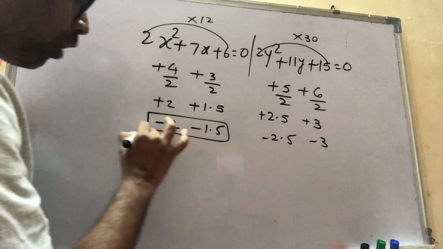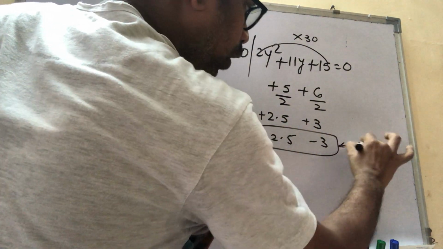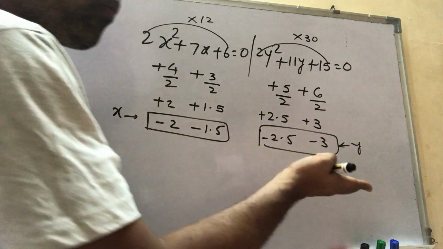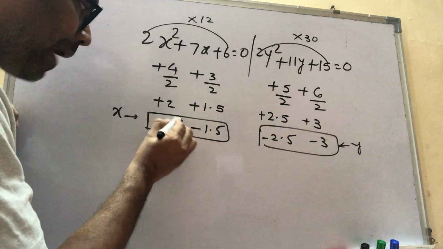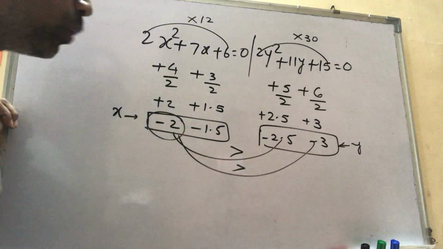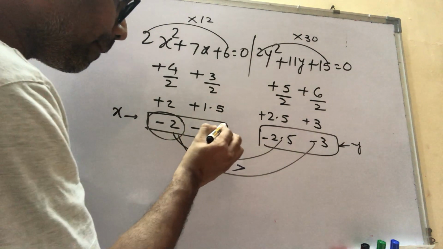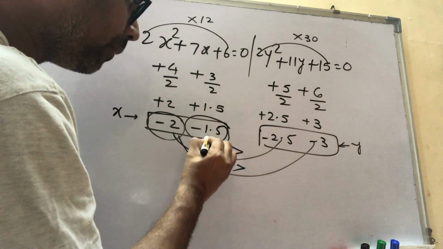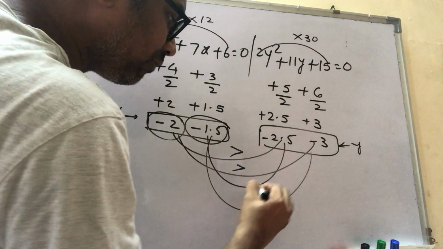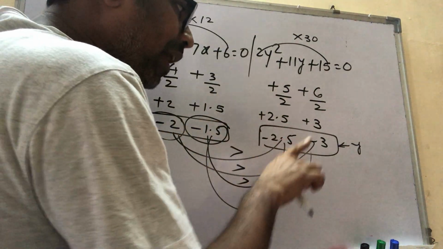Okay, now what we have to do? These are the values of x, and these are the values of y. Now we have to just compare whether x is greater or y is greater. So when you compare minus 2 with both the numbers, obviously minus 2 is greater than minus 2.5 and minus 3. And when you compare minus 1.5 with both the numbers, obviously again minus 1.5 is greater than minus 2.5 as well as minus 3.